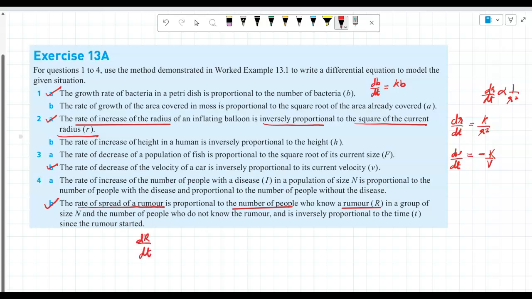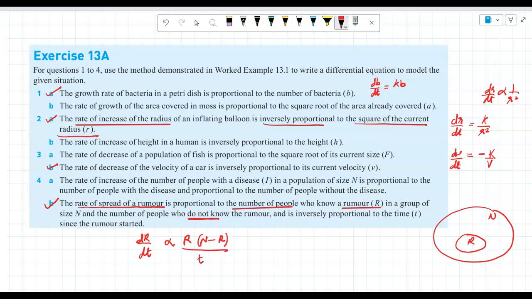So let's put in the variables. It is proportional to the number of people who know the rumor r, correct, in a group of size n. So you have a group of size n and r of them know the rumor, correct? And the number of people who do not know the rumor. Now how many people do not know the rumor? n minus r, and it is inversely proportional to the time.